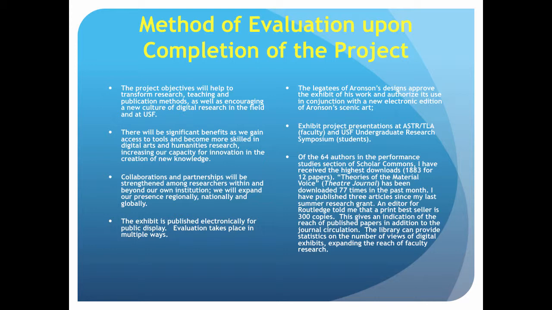Of the 64 authors in the performance studies sections of Scholar Commons, I've received the highest downloads for my 12 papers listed. Theories of the Material Voice, published in Theater Journal, has been downloaded 77 times in the past month. I've published 3 articles since my last summer research grant. An editor for Routledge told me that a print bestseller is 300 copies. This gives an indication of the reach of published papers in addition to the journal circulation. The library can provide statistics on the number of views of digital exhibits, expanding the reach of faculty research.